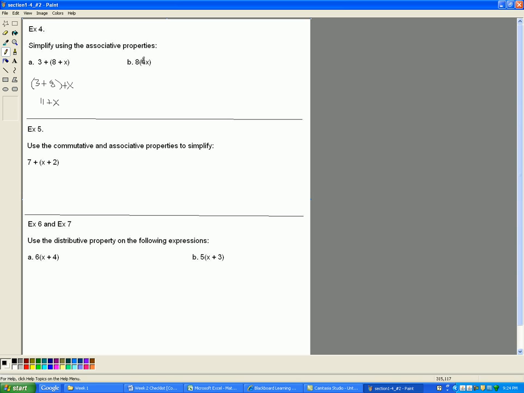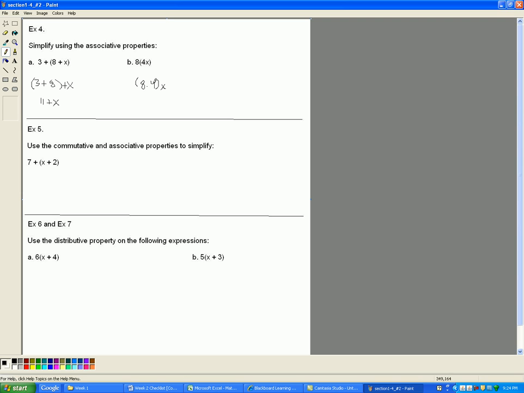When we have multiplication, you see in this case we have the 4x in parentheses. Well, what we want to do again is just change the location of the parentheses, and we see the two numbers that we have over here are going to be the 8 and the 4. The x is the variable. We know that we can multiply 8 times 4 pretty easy, so let's use the associative property to change the location of those parentheses again. 8 times 4 in parentheses, and then x on the outside now.